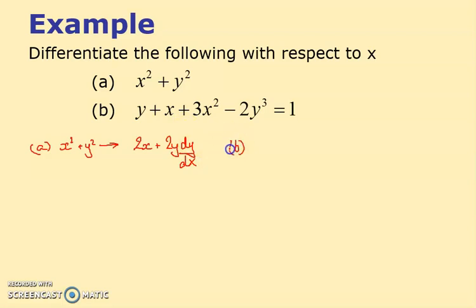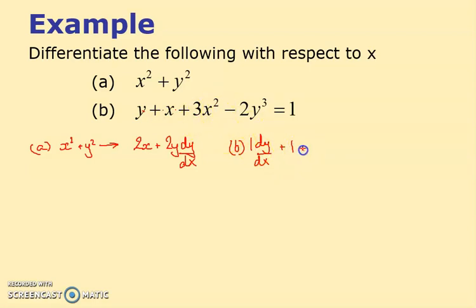B, let's do B. Y plus x. Well, y just becomes dy by dx. Technically, I suppose if I differentiate y, I get 1 dy by dx, but you don't need the 1. But I'll write it this time. The x, differentiate that, is just 1.